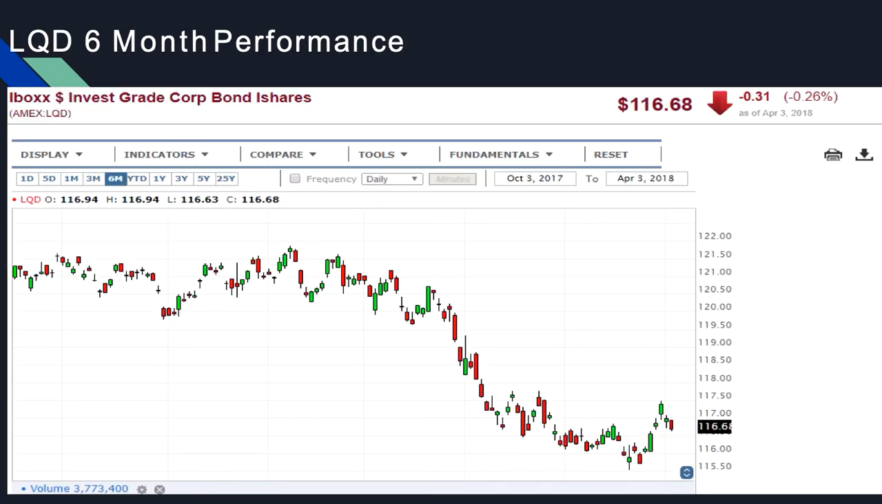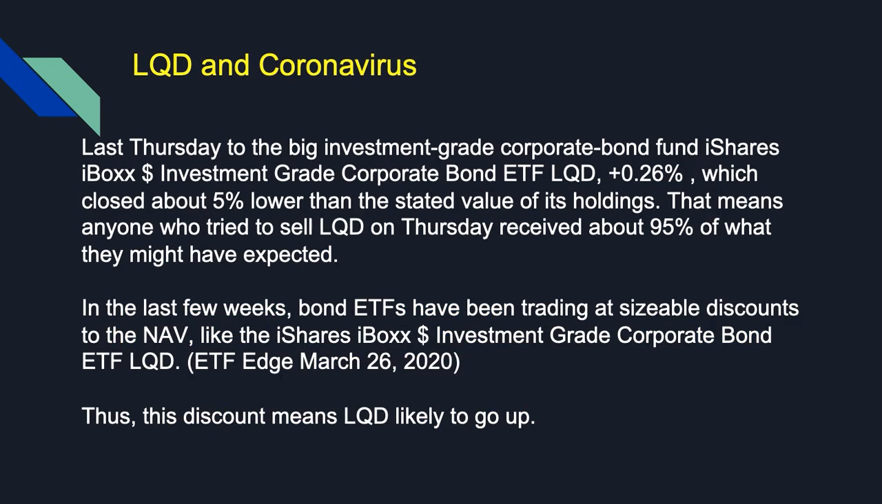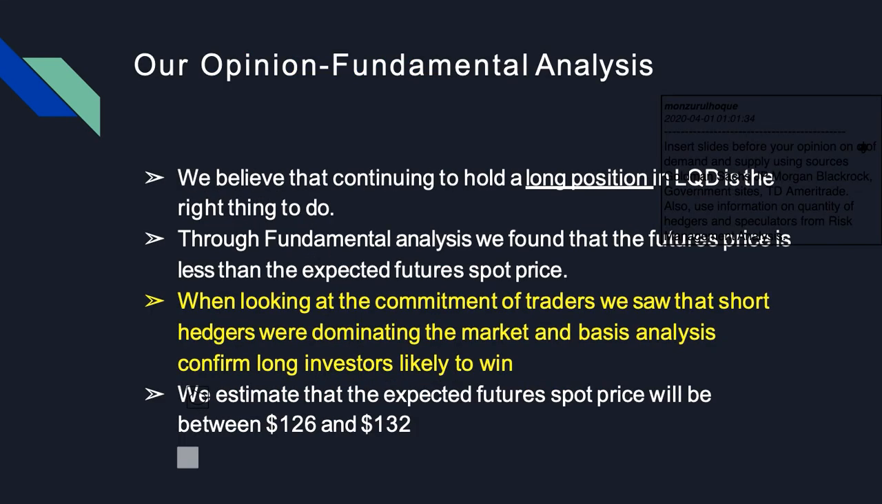You're then going to talk about the demand and supply and get the evidence from Goldman Sachs, JP Morgan Chase, and BlackRock, and so forth. And then you can see in the highlights that I said give some evidence on excess demand here, and you also need to say risk management analysis will tell you a little more on that, and then you have the coronavirus mentioned also. After dealing with advisors' comments and the coronavirus impact, you talk about your own opinion, and the highlights are mine.